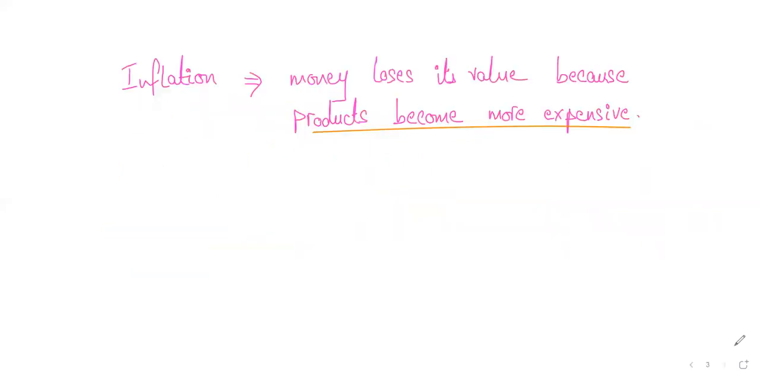Now this being said, what's the equation of the quantity theory of money? Look at this carefully because that is very important and they often ask you in the MCQs, right? So the equation is MV equals PT. This is the equation of the quantity theory of money. MV is on the left hand side and that is equal to PT.